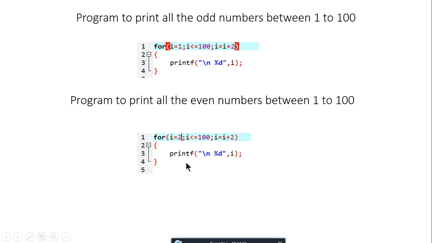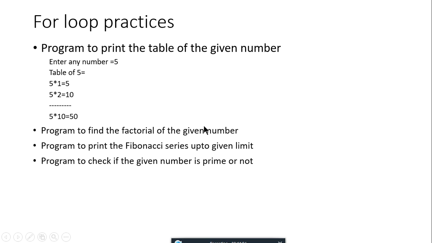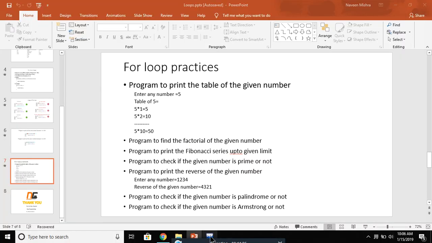Okay, so these are the simple examples that I have shown you to tell you how the loops are working. Now let's see some practice of for loop. Okay, so these are the programs that we have to do. You can do it as a practice. I'll write 2 or 3 programs for you guys so that you can understand how the loops are working. Okay, so let's start.